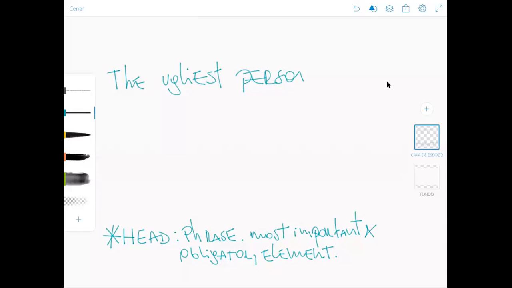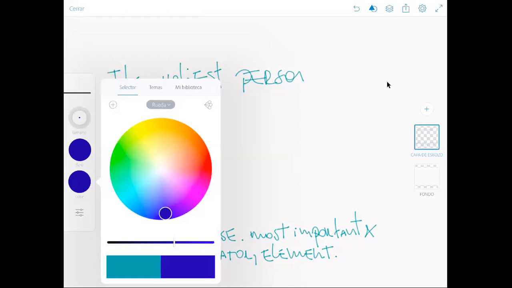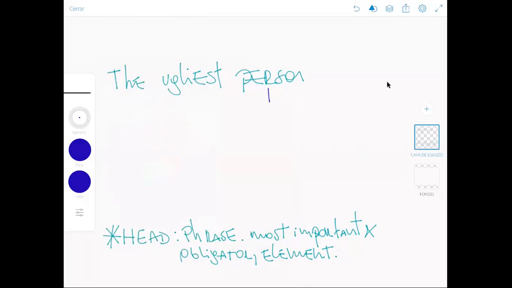So I'm going to read it, right? The ugliest person. What am I talking about? I'm talking about the ugliest or about the person. I'm talking about a person, right? So person would be the most important one. So in my analysis, person would be the head, right? It is the head. Therefore, it is the most important and obligatory element out of those three, right?